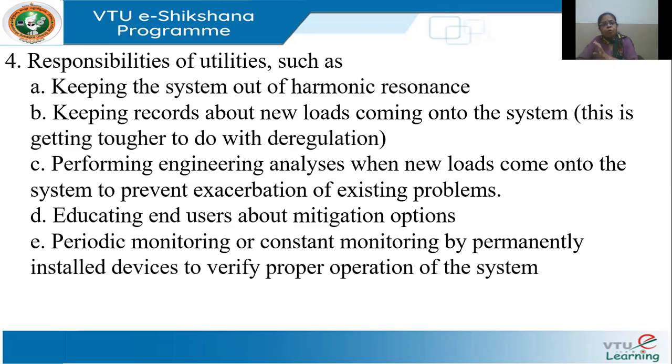Okay. And the fourth important responsibility of the utility is to educate the end user about the options. Okay, look, I am giving you this supply. This is okay as per standard, but your equipment is very sensitive. So please have a UPS only for this equipment. So the utility has to educate the consumer, the end user, if the service provided by the utility is not good enough for the sensitive equipment of the consumer. As I told you, the utility cannot guarantee you 100%. So if your equipment cannot withstand even a small deviation, it is the responsibility of the end consumer to install mitigating equipment. Next, the utility has to monitor periodically all the permanently installed devices in the system.